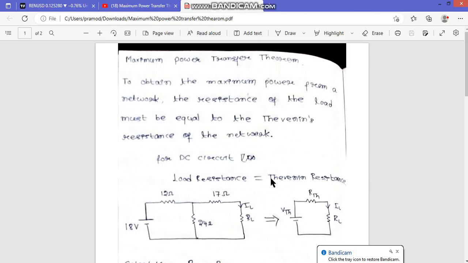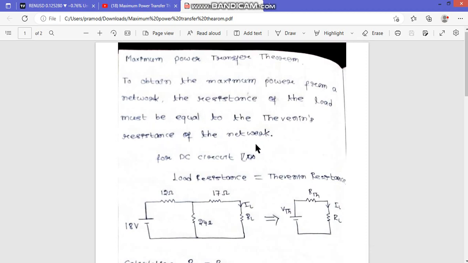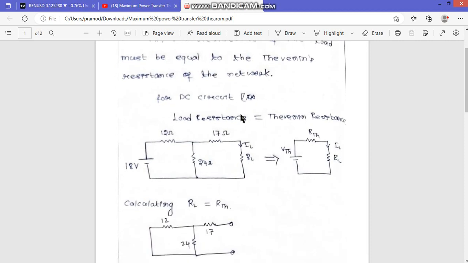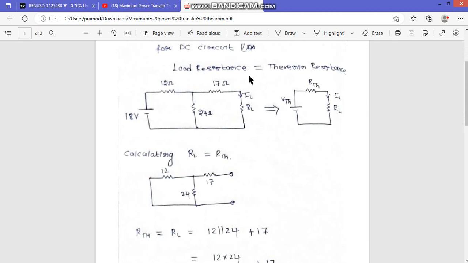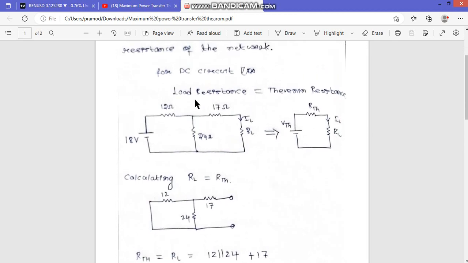Hi all. Today we'll understand the maximum power transfer theorem. Let us go through the definition of it. To obtain the maximum power from a network, the resistance of the load must be equal to the Thevenin's resistance of the network. For a DC circuit, load resistance should be equal to Thevenin's resistance. So, what is the meaning of that?